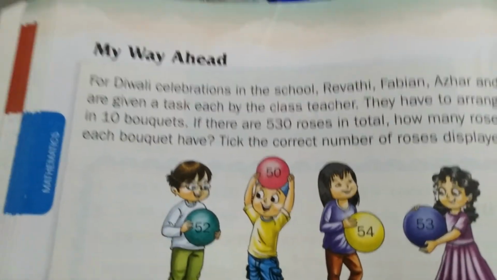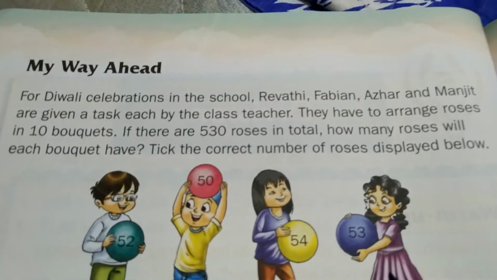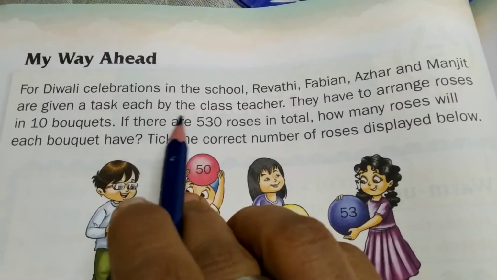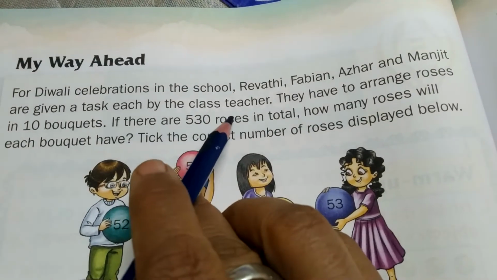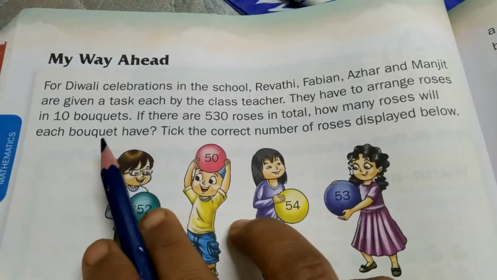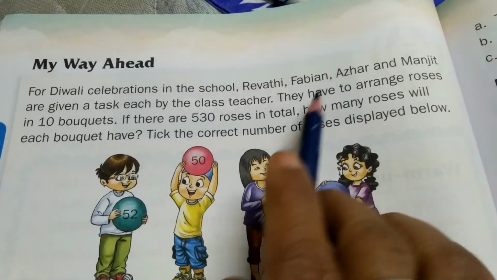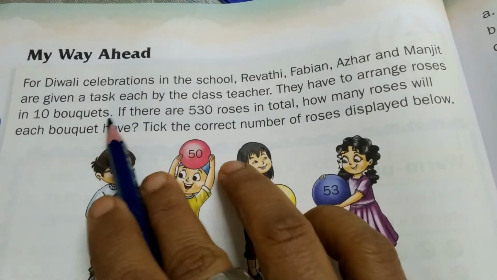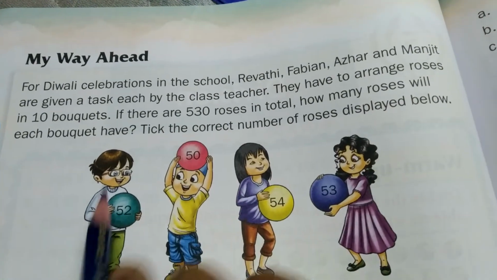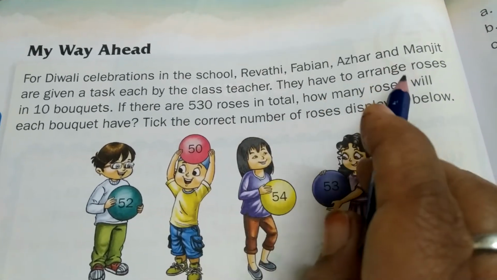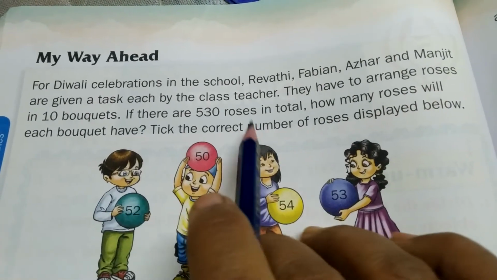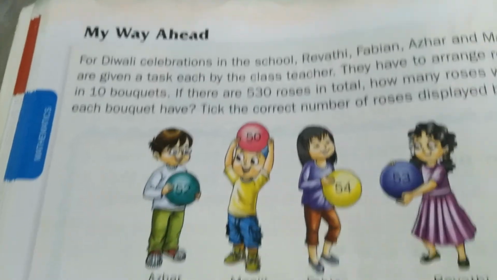For Diwali celebrations in the school, Revati, Fabian, Azhar and Manjit are given a task each by the class teacher. They have to arrange roses in 10 bouquets. If there are 530 roses in total, how many roses will each bouquet have? Tick the correct answer of roses displayed below.